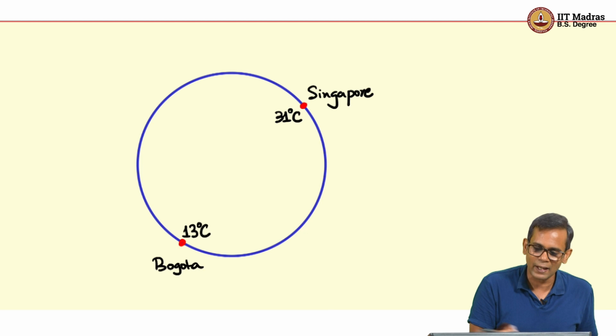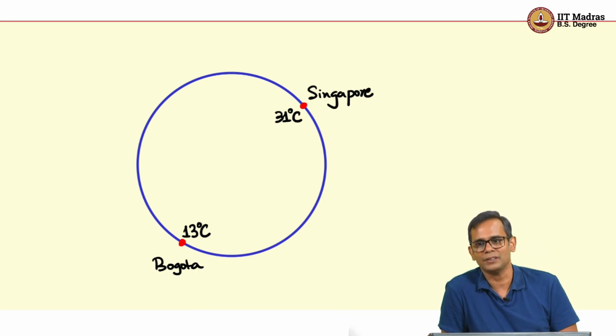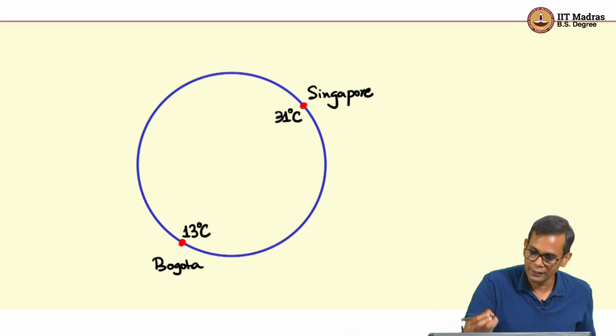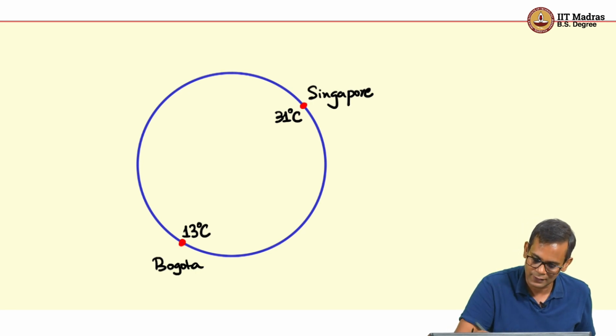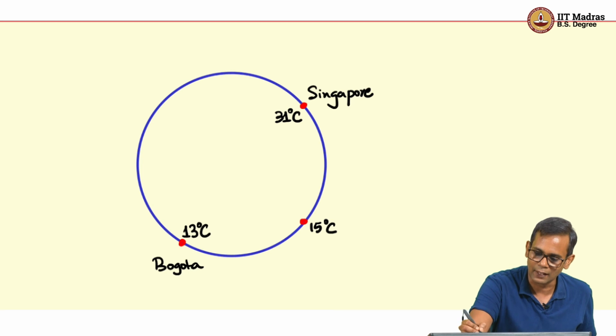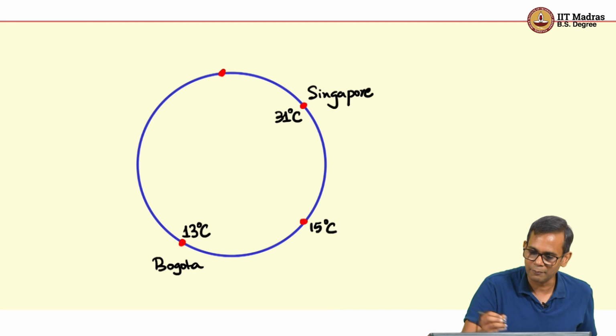So, I think it is a reasonable assumption that temperature along the equator of the earth is a continuous function. And so, the intermediate value theorem tells us that there must be a point somewhere on this arc between Bogota and Singapore where the temperature is going to be 15 degrees Celsius, and another point on the other arc, we do not know exactly where, where the temperature is also 15 degrees Celsius.